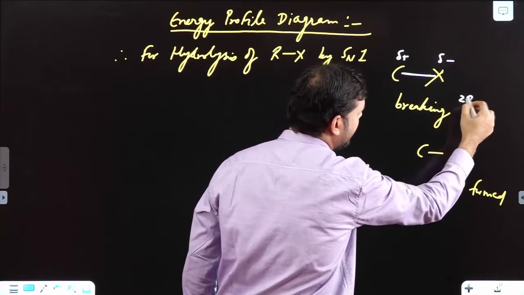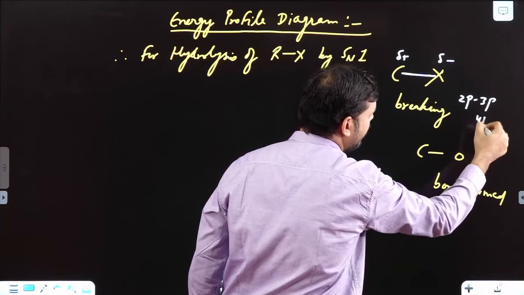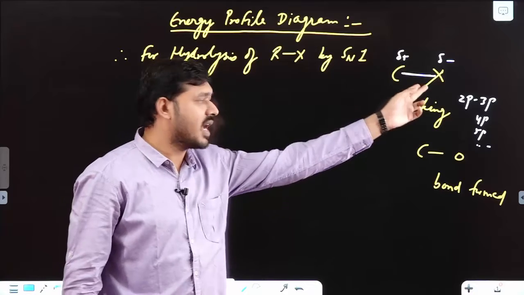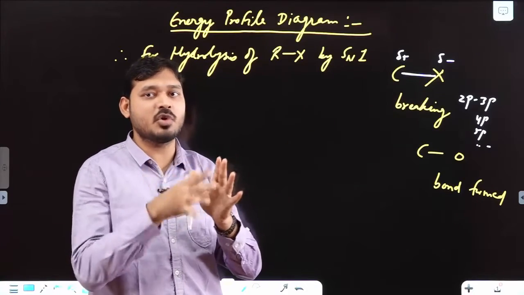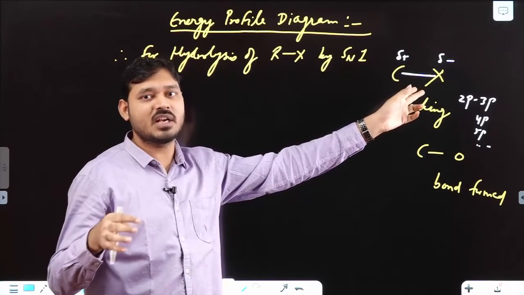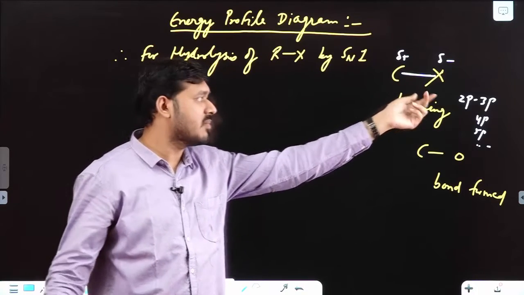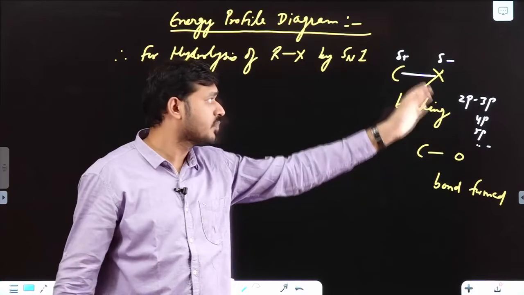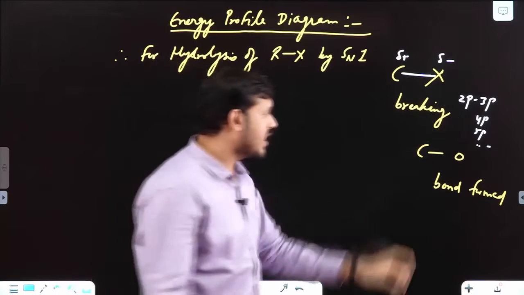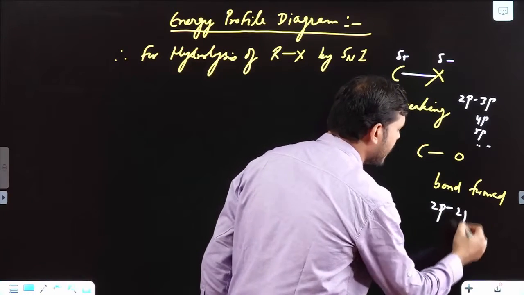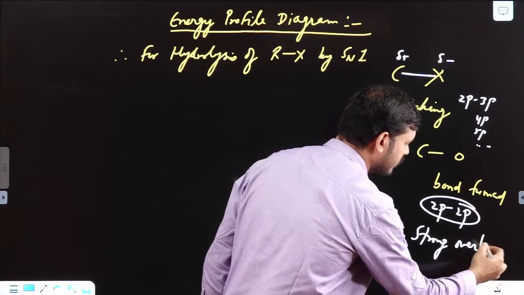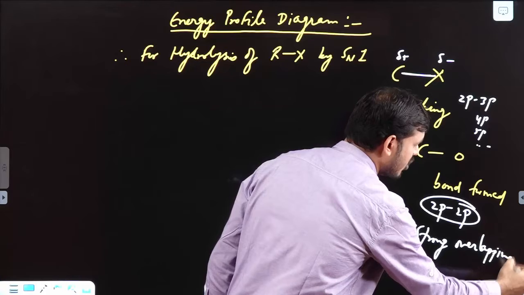It is having approximately 2p-3p overlapping. This may be 2p-4p, 2p-5p and so on, because carbon-halogen overlapping will be 2p-3p, 2p-4p, 2p-5p and so on. Because in case of fluorine, we don't say that it will favor the SN1 reaction. So it may be chlorine, bromine or iodine, right? So generally I say 2p-3p, 2p-4p, 2p-5p. Now here the overlapping will be 2p-2p, strong overlapping.